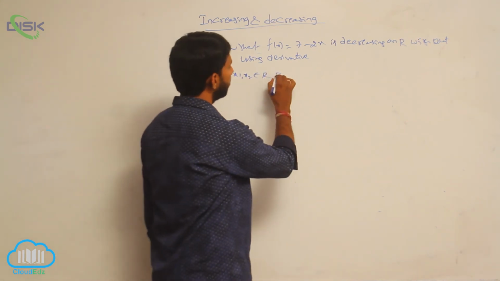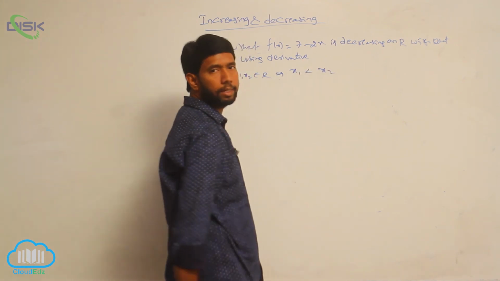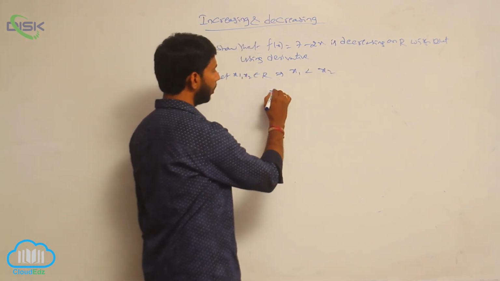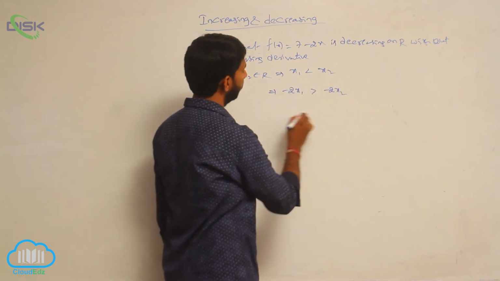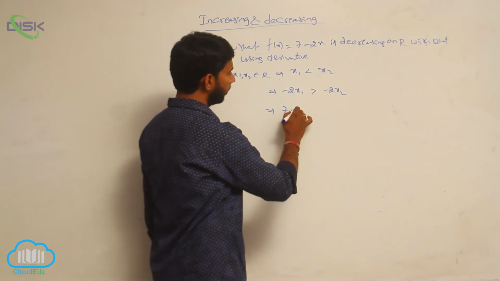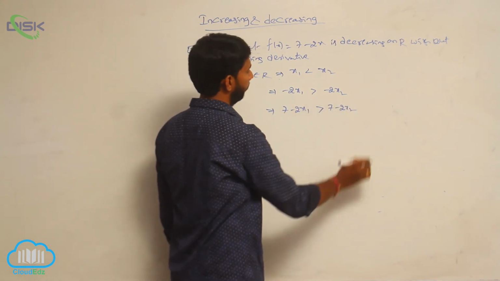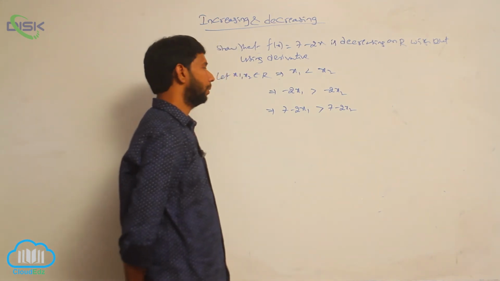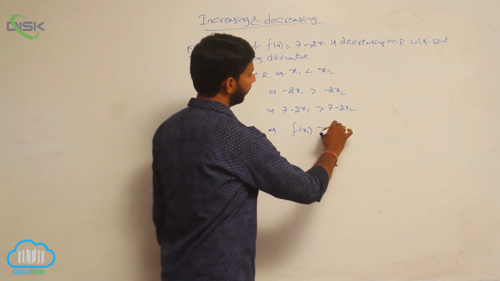Suppose let x1 comma x2 belong to R. Consider x1 is less than x2. Multiplying minus 2 on both sides, that is minus 2x1 is greater than minus 2x2. Adding 7 on both sides, that is 7 minus 2x1 is greater than 7 minus 2x2, that implies f of x1 is greater than f of x2.